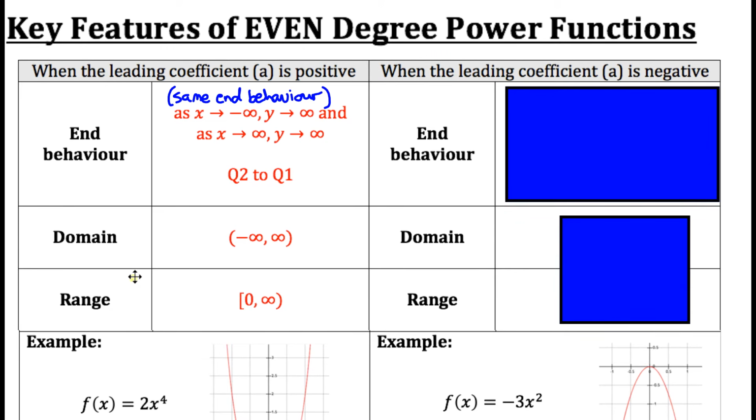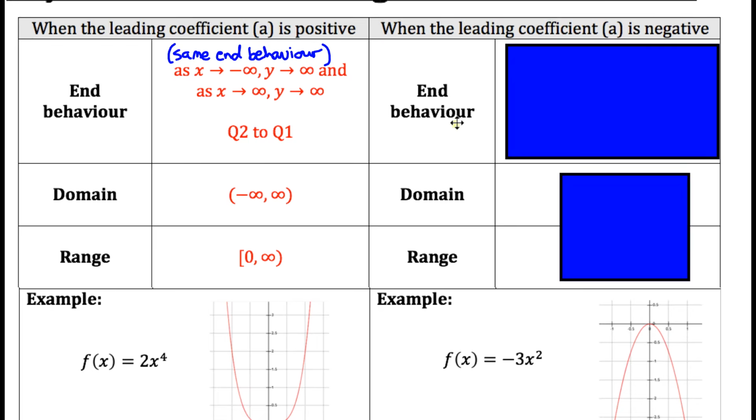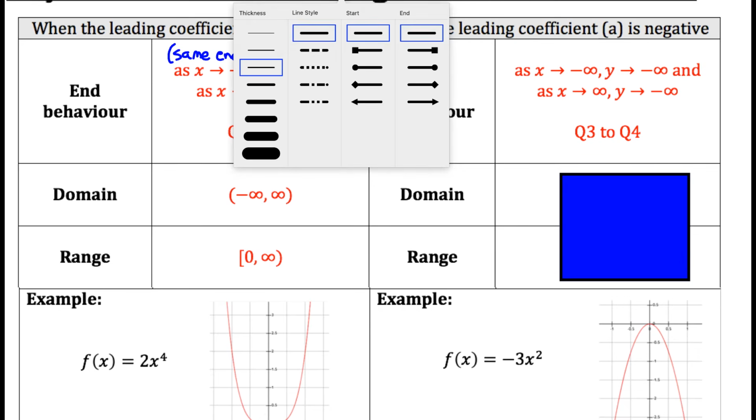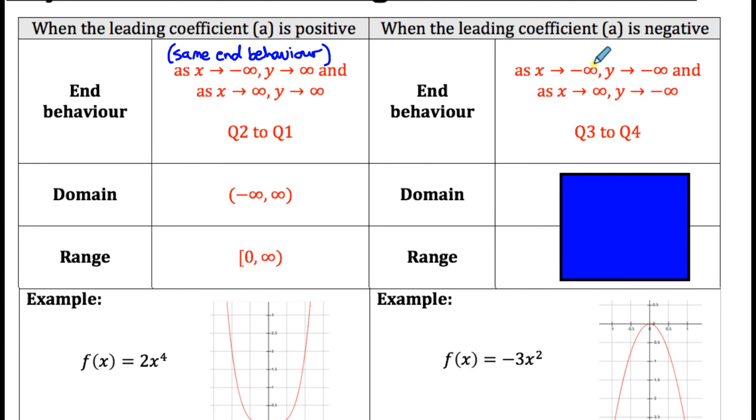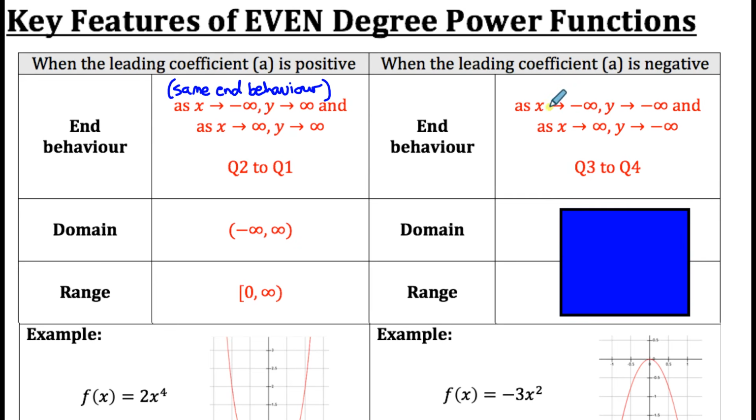Okay, what if we flip this even degree power function upside down? What if we make the leading coefficient negative? The end behavior, instead of going from 2 to 1, it's now opposite from that. It's now upside down. It's now going from 3 to 4. And if we look at the other way I'm writing it, as x goes to negative infinity, y is going to negative infinity. And as x goes to positive infinity, y is also going to negative infinity. Once again, the y values are going in the same direction. That's why we say it has the same end behavior.